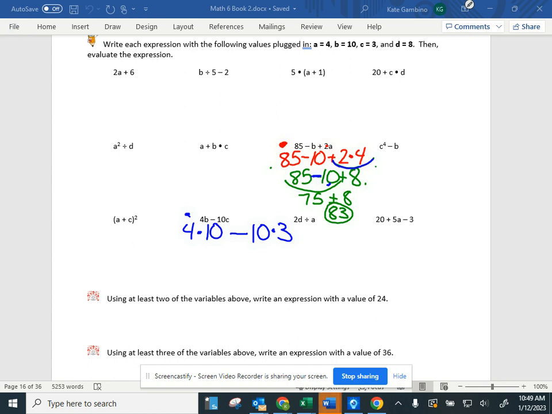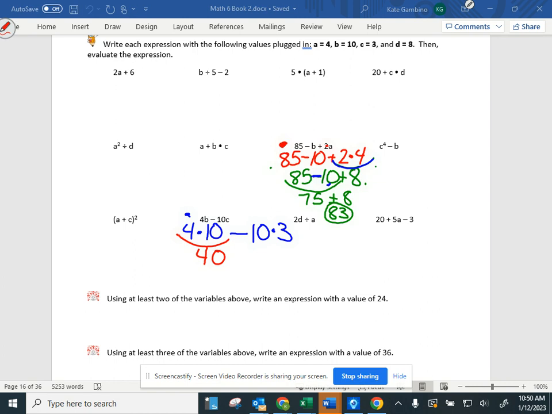So, order of operations, first is parentheses. Are there any parentheses? Nope. Next is exponents and radicals. Any exponents or radicals? Nope. Next is multiplying or dividing. Any multiplying or dividing? Yes. So, I see a multiplying right here when I start on the left. 4 times 10 is 40.